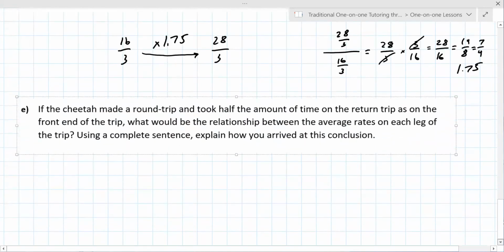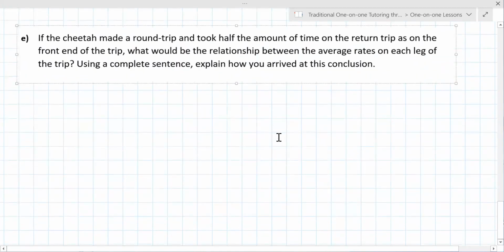Okay. If the cheetah made a round trip and took half the amount of time on the return trip as on the front end of the trip, what would be the relationship between the average rates on each leg of the trip?